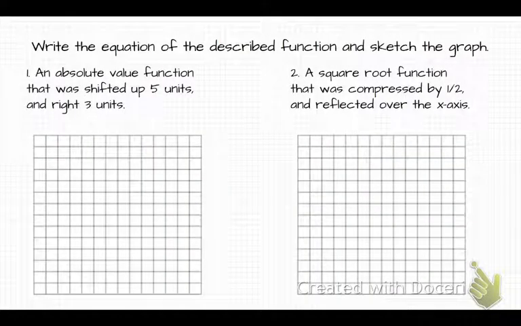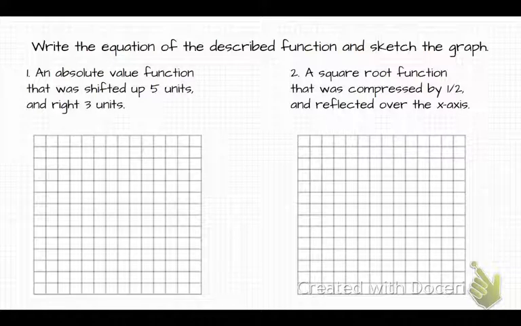Okay, so I'm going to do a couple with you, and then you're going to do some you tries, and then we'll go back and forth. So first, this says write the equation of the described function and sketch the graph. So I'm giving you a description. You need to write the equation and graph it. So I'm going to help you with this. So first, it says an absolute value function that was shifted up 5 units and right 3 units.